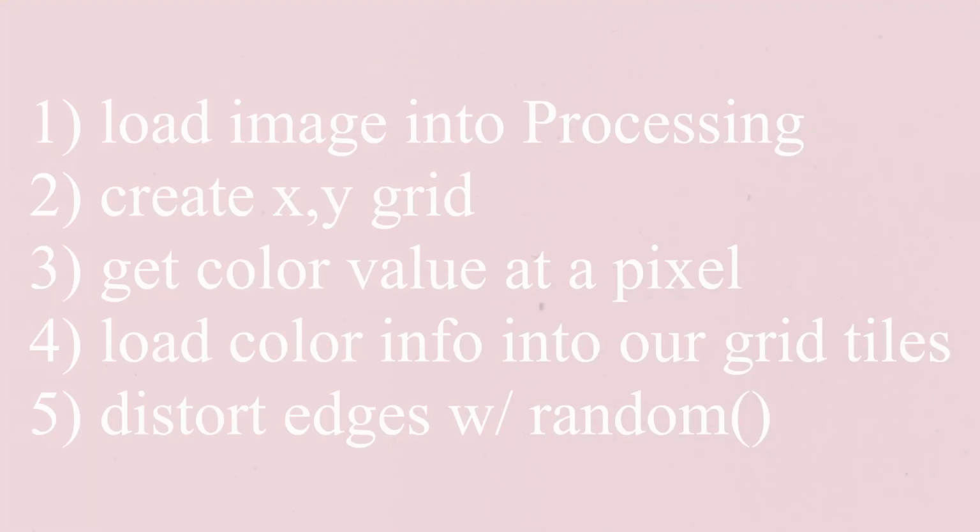The algorithm looks something like this. We're going to load the image into Processing, then create an XY grid. Then we're going to get a color at that pixel from the image and load that into the grid tile. Finally, we're going to distort the edges with the random function using our mouse. Using these tools, we'll get this result. Now, let's get into the code.